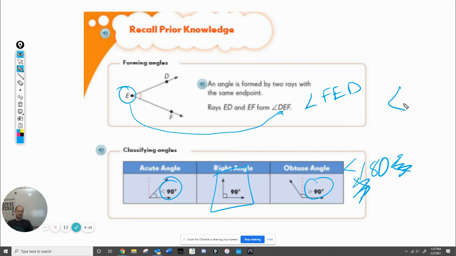Less than 180. Yeah, there you go. Less than 180. Okay? 180 has a special name, and then 180 to 360 have special names as well.